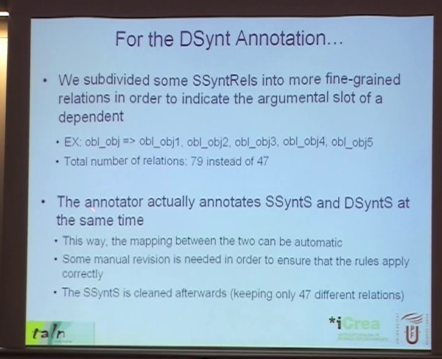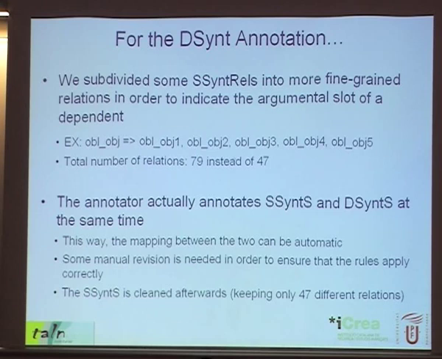Okay, so this means that what the annotator does is annotating, at the same time, the surface syntax and deep syntax, no? But in order to stick to our claim that we are, let's say, pure, we remove those. We don't show the surface syntactic annotation as such in the treebank, so you will not see those relations. It's just for mapping.